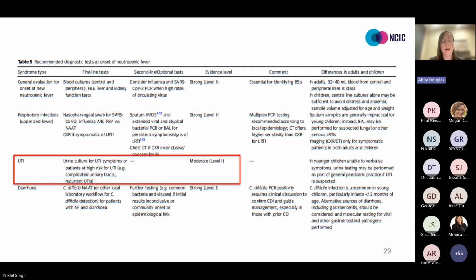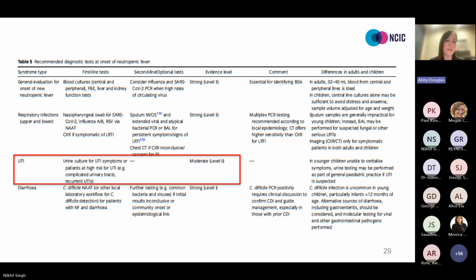We have a whole big table about initial diagnostic tests for neutropenic fever. And I think there are a few little things to highlight that may be slightly different from what some people might practice. Certainly blood cultures are the standard of care, and collecting them before antibiotics is essential. The amount of blood you collect is important, of course.